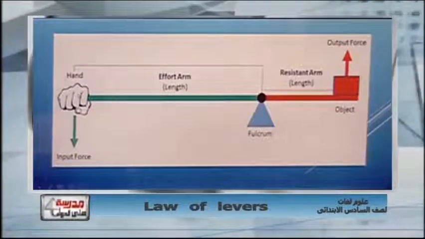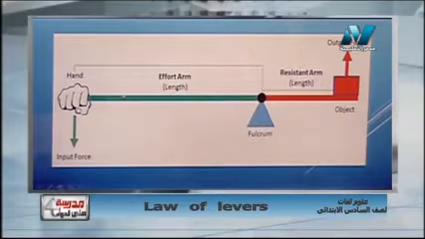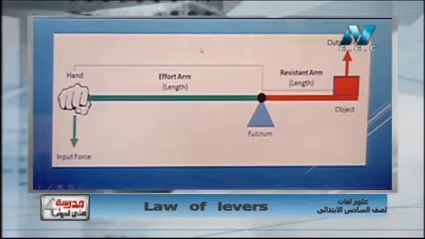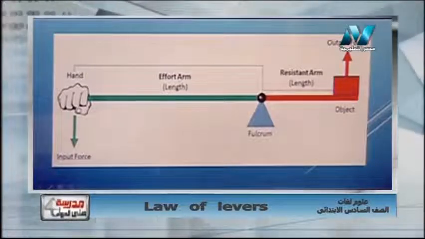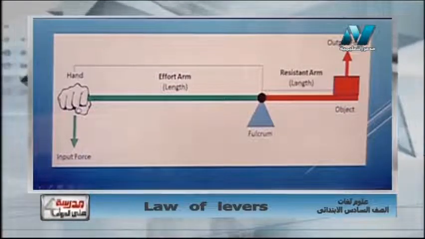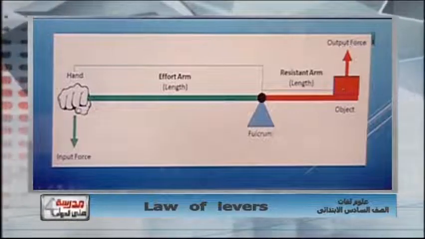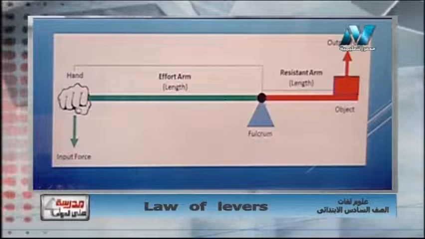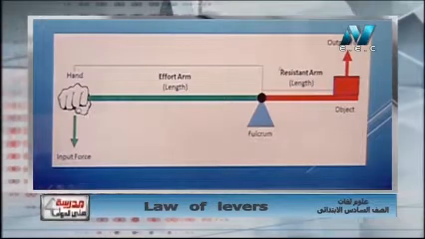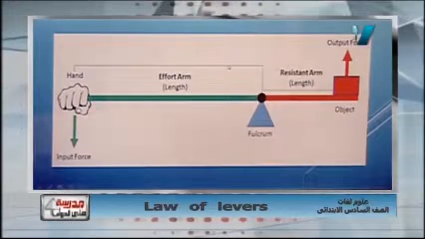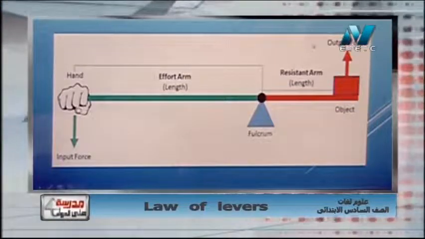As you see, my dear student, there is a distance between the effort force and the fulcrum. This distance is called the effort force arm. And on the other side, there is a distance between the fulcrum and the resistance. This distance is called the resistance arm. So we have two terms now. Number one is effort force arm, and number two is resistance arm.